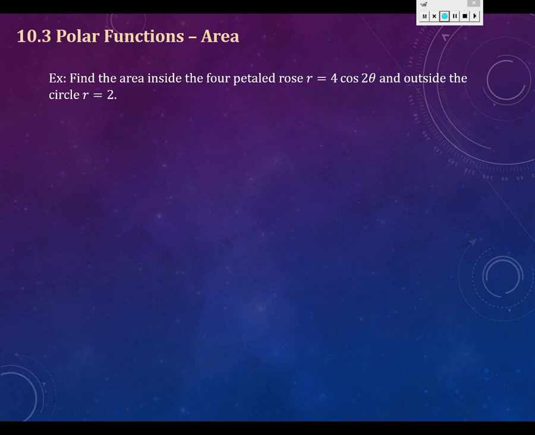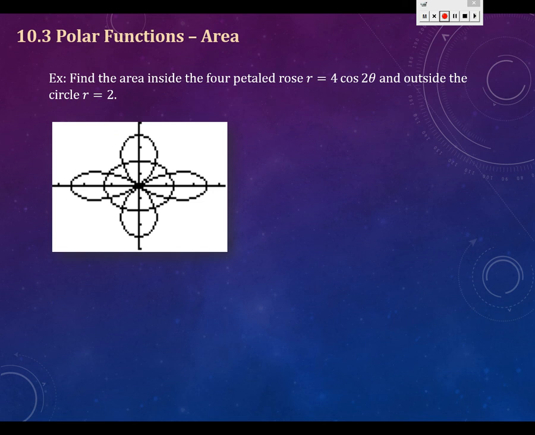All right, we got a rose curve. Do I have a picture of this one? That was nice of me. Okay. Find the area inside the 4-petal rose curve and outside the circle. So what region or regions are we speaking of? Yeah, like the ends of the petals, right? There, there, there, there.